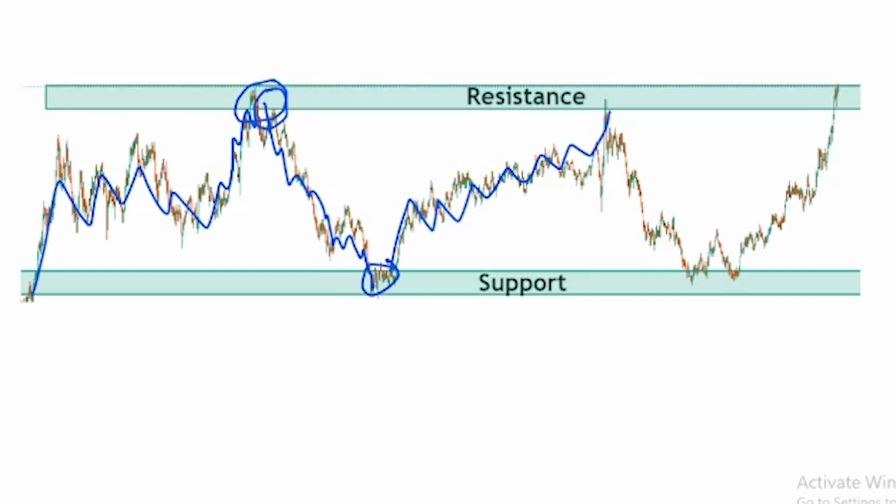A reversal is the change of direction with a trend.